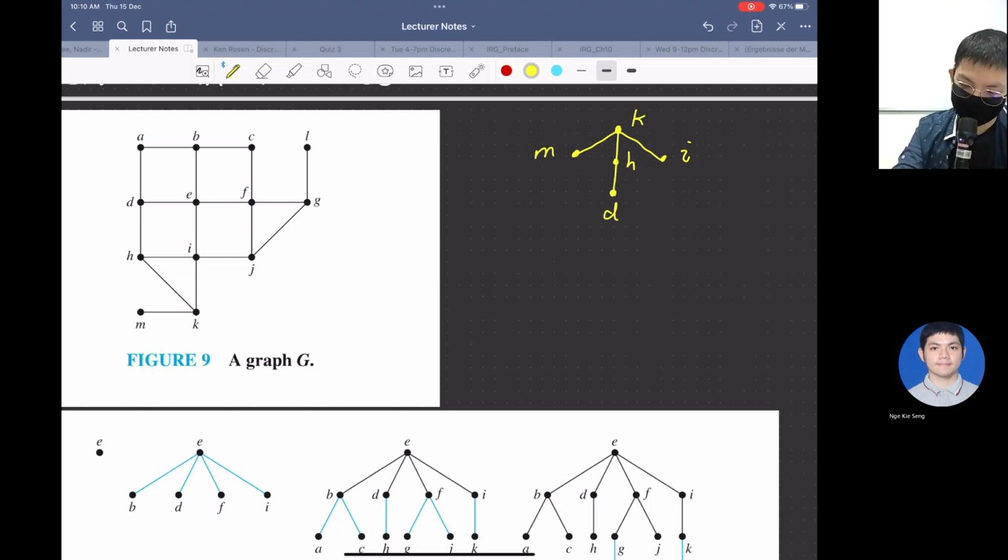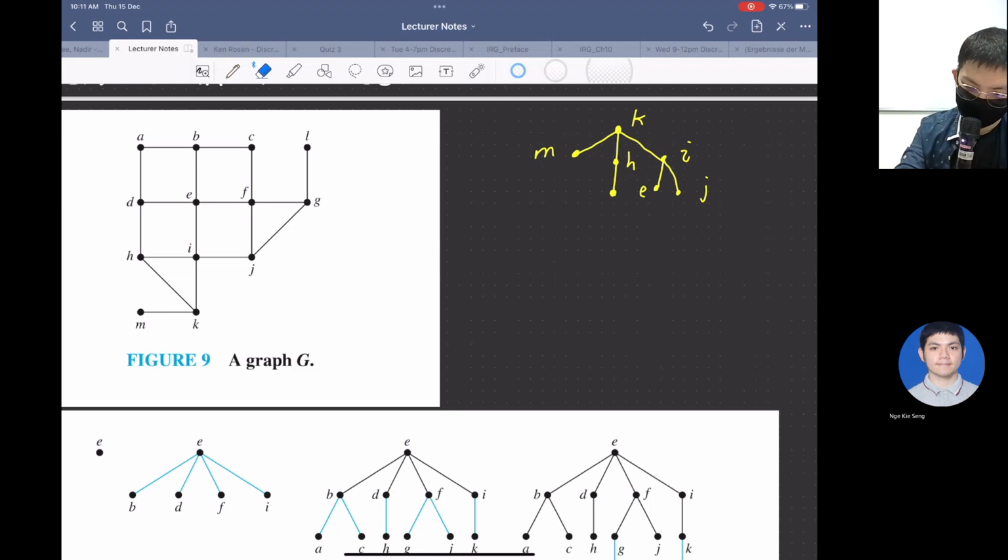I is connected to who? E and F? Sorry, did I see the wrong thing? Yeah, I is connected to E and J. E and J. Correct.